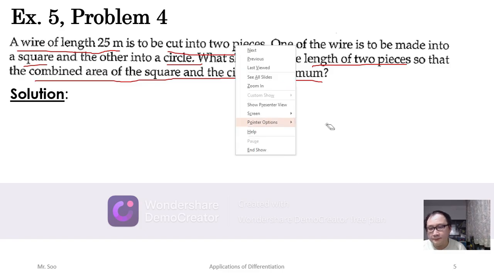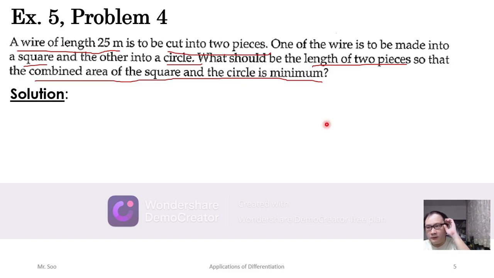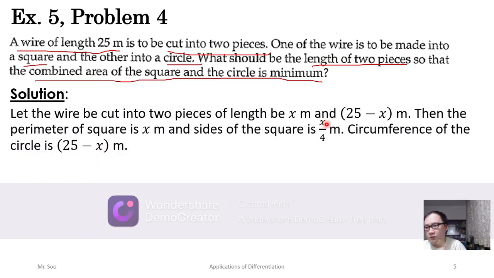Okay, let me go back to my laser pointer. The first thing is to take note. That's not the diagram I drew. Of course, you define.